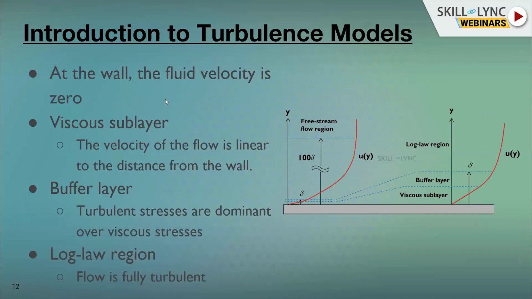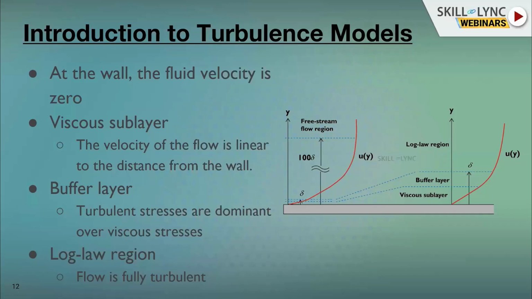So you can see here at the wall, as you all know, the fluid velocity will be 0, and there is a region where the velocity of the flow is linear to the distance from the wall, and the dominant stresses in this particular region are due to wall shear or due to viscosity. So that is called the viscous sublayer. In the buffer layer, the stresses are dominant due to turbulence. Those are turbulence stresses. And in the log law region, the flow is fully turbulent.